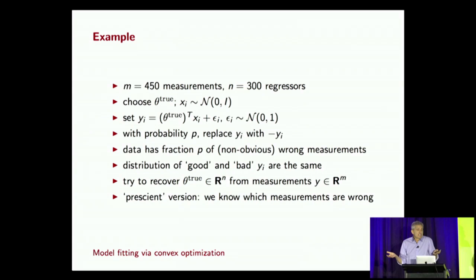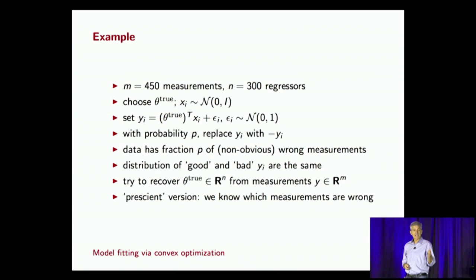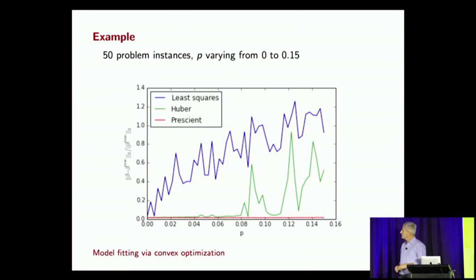So, okay. And then we're going to run Huber, and we're going to run least squares, right? Oh, and we're also going to compare this to a prescient version. A prescient version means that somebody's going to sneak up to you and tell you exactly which of the measurements have been flipped. And that way you can flip them back. And of course, obviously, you can't do better than that. Okay.